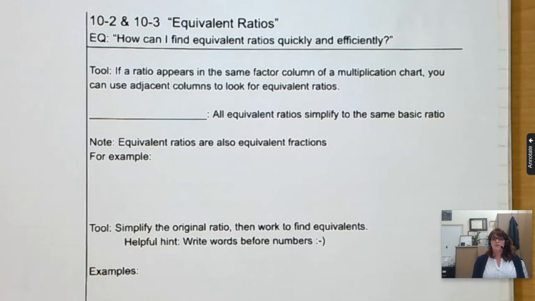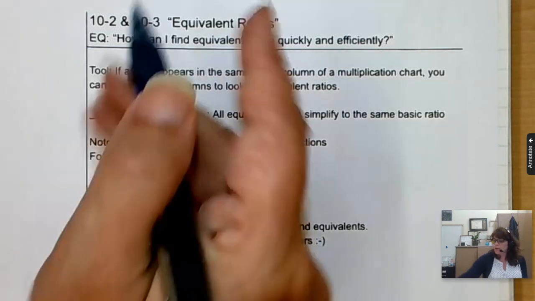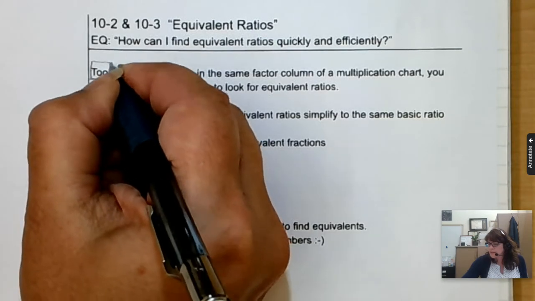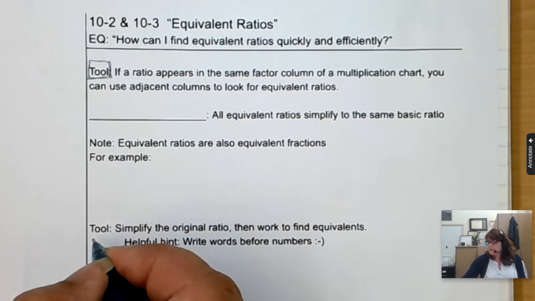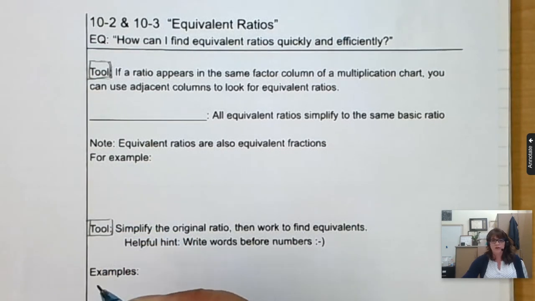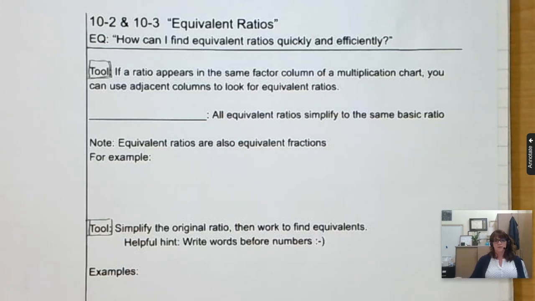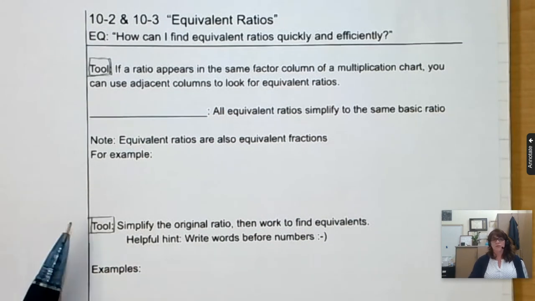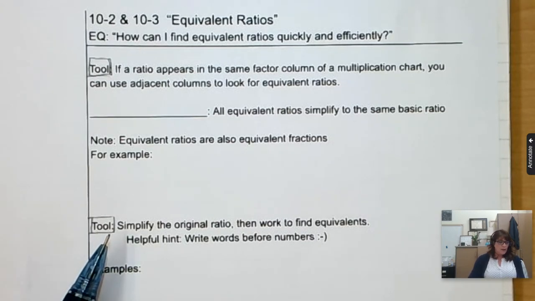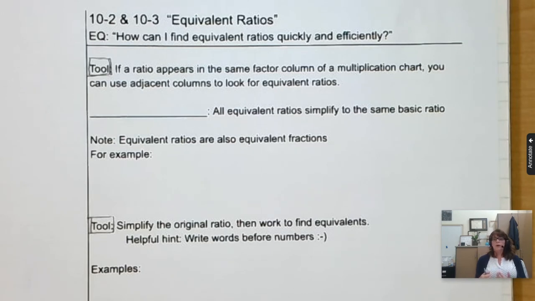If a ratio appears in the same factor column of a multiplication chart, you can use adjacent columns to look for equivalent ratios. I'll show you kind of what that means. That is one tool. Tools are choices. The other tool that we're going to use is simplify the original ratio, just like simplifying a fraction, and then work to find equivalence. I will tell you, I like the second tool better. I just do. But this other one is a nice way, not only of working with ratios, but also of noticing the differences and the similarities in numbers.